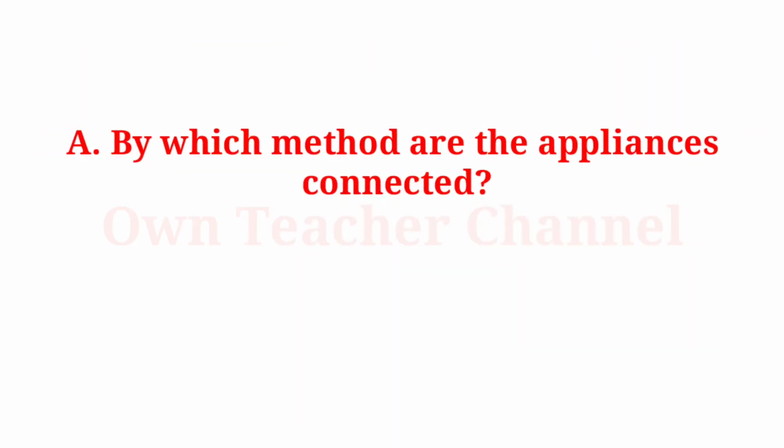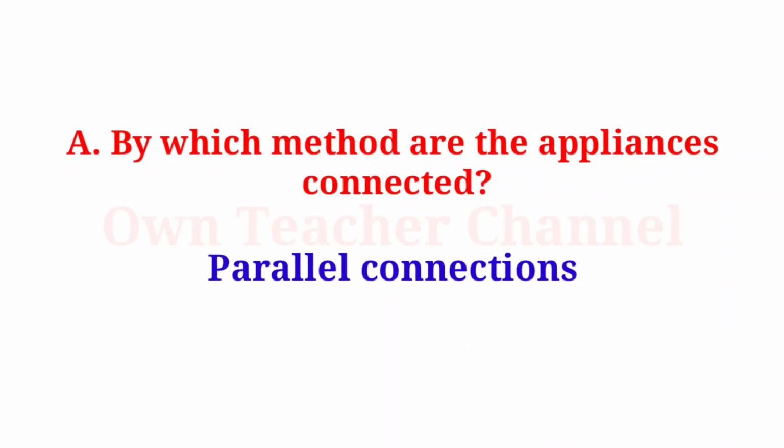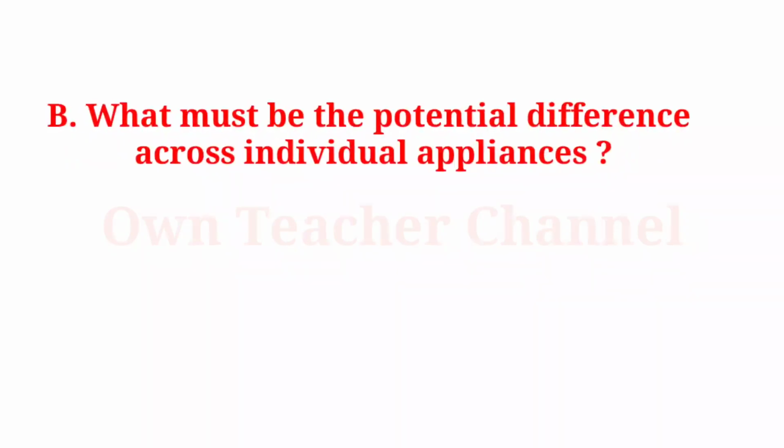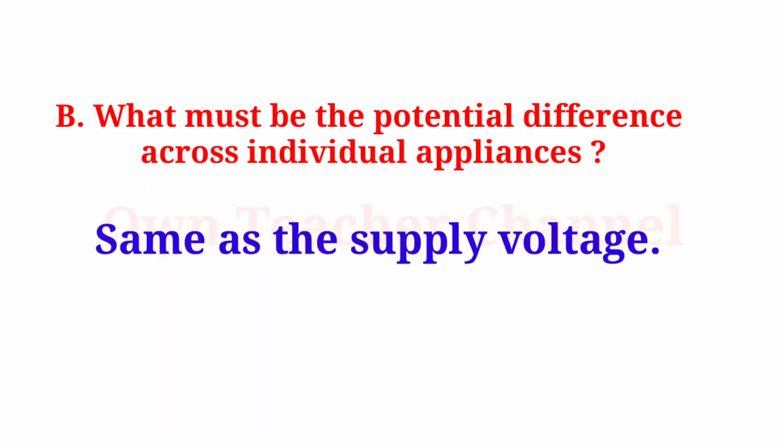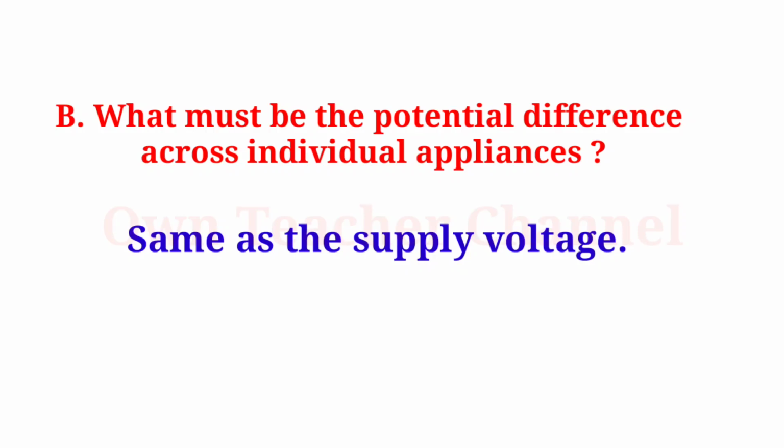A. By which method are the appliances connected? The appliances are connected in parallel connections. B. What must be the potential difference across individual appliances? The potential difference across individual appliances must be the same as the supply voltage.